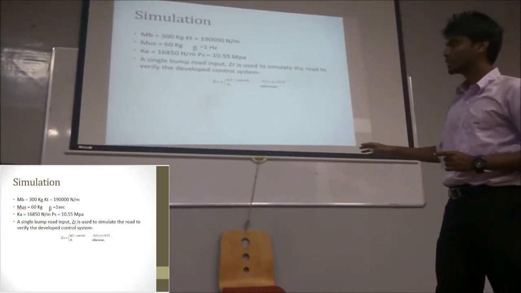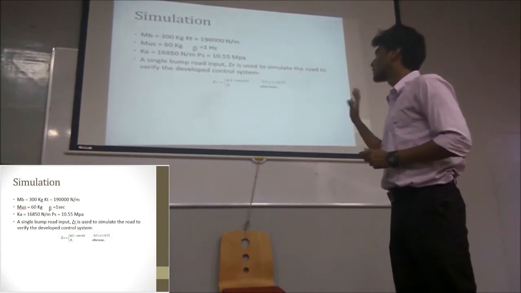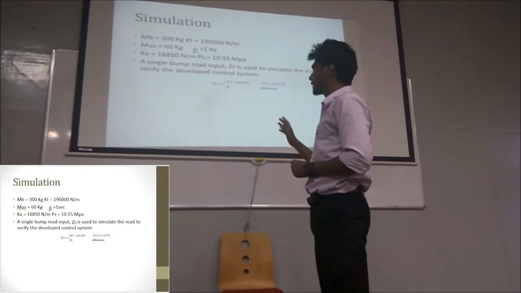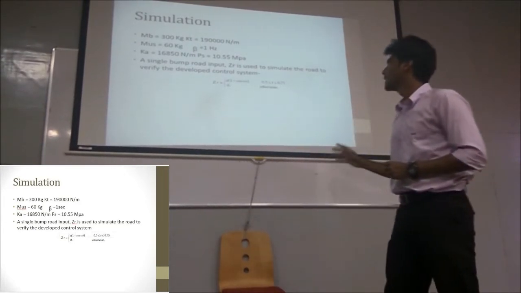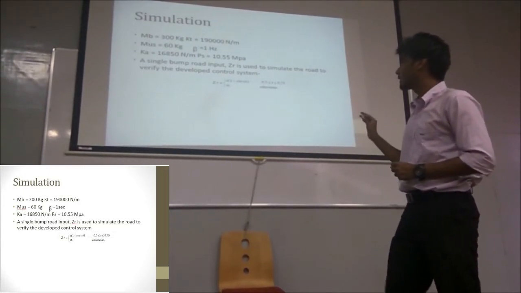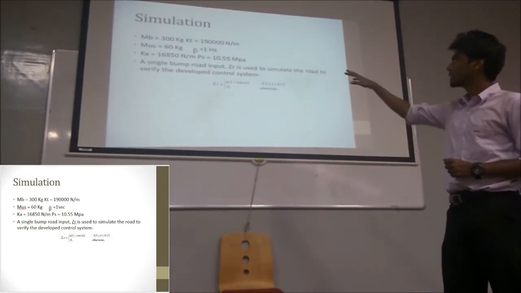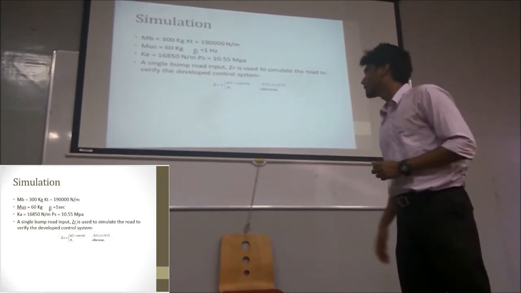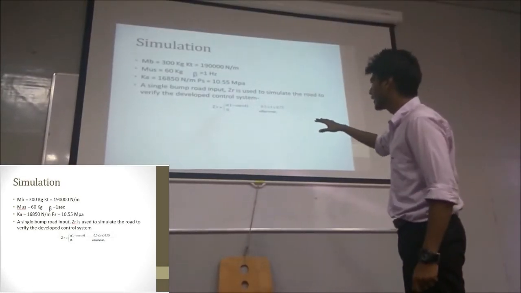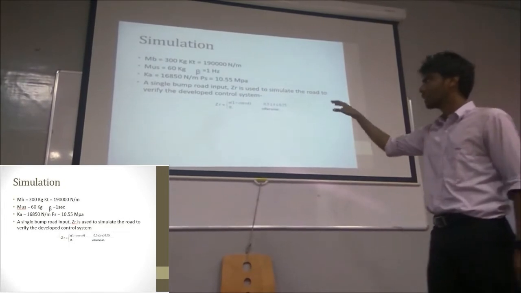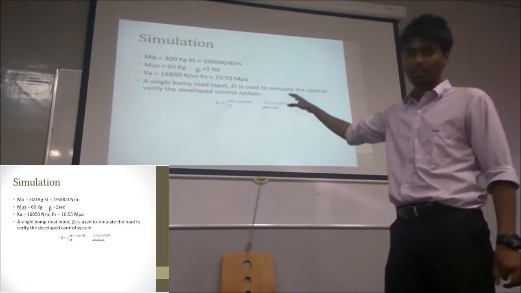Beta is the damping coefficient of the suspension system. Ka is the stiffness of the spring in the suspension system. PS is the hydraulic pressure in the suspension, which is equal to 10.55 megapascal. Consider ZR as a function which is used to simulate the displacement of a vehicle.